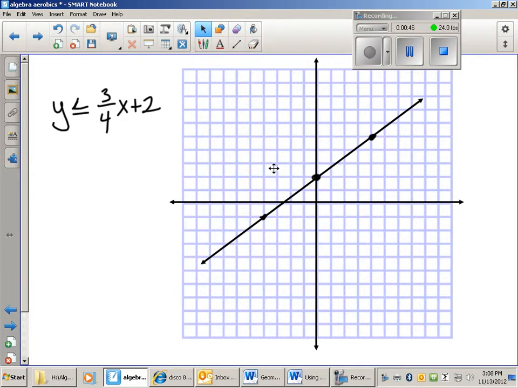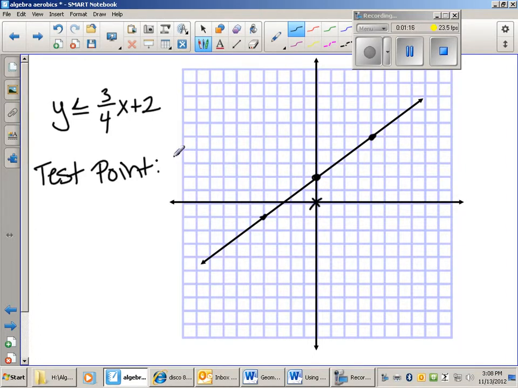But I have an inequality. I don't just have an equation. So I know that I'm going to need to shade somewhere on this graph, either above this line or below this line. So the easiest way for me to check which side is to choose a test point. A test point can be any point on the grid that is not on your line, because if you pick a point that's on your line, how are you going to know what side to shade on? I like 0, 0. In fact, I always use 0, 0 as long as my line doesn't touch it.